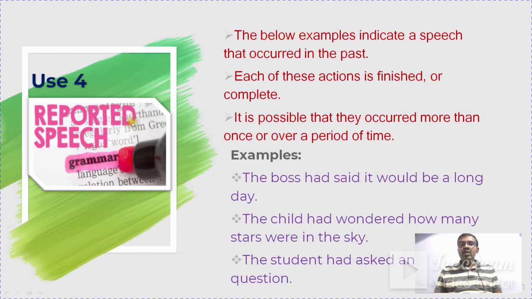Fourth use, reported speech. The below examples indicate a speech that occurred in the past. It occurred in the past, and each of these actions is a finished action, complete. It is possible that they occurred more than once or over a period of time in the past. Particularly or specifically, it might be repeated many times. It might be repetitive in nature, right?